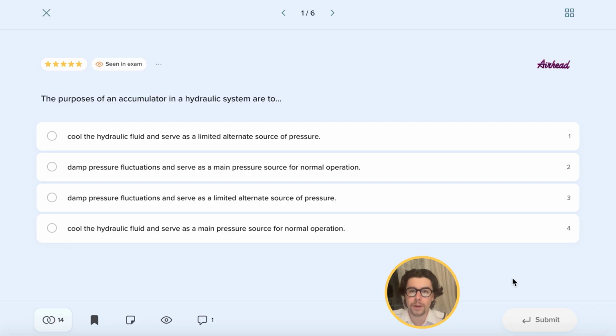However, of course, an accumulator is an emergency last resort system. And also remember for the exams that the accumulator will show a pre-charged pressure reading when it's off, and then as the systems spool up in an aircraft, we'll always see the pressure reading of the overall general system rather than the pre-charge of the accumulator. So going back to the question, the purpose of an accumulator in a hydraulic system will be to damp pressure fluctuations and serve as a limited alternate source of pressure, of course.